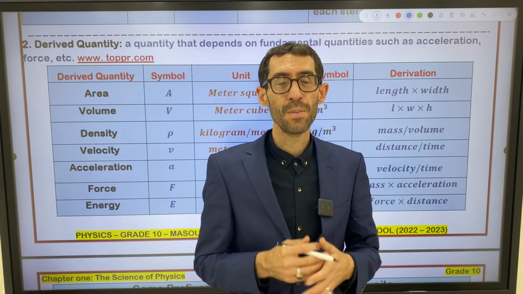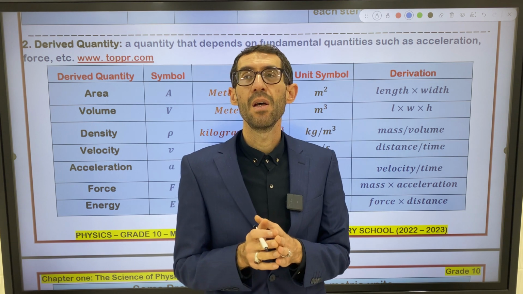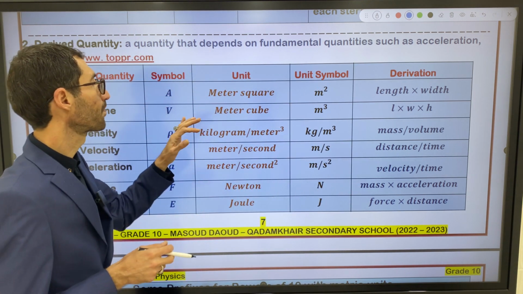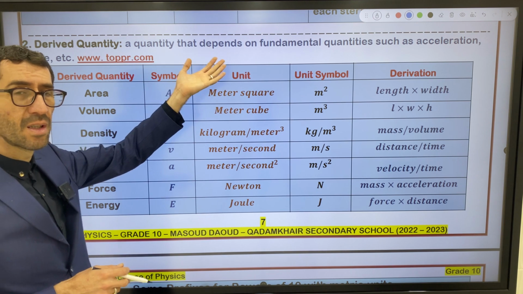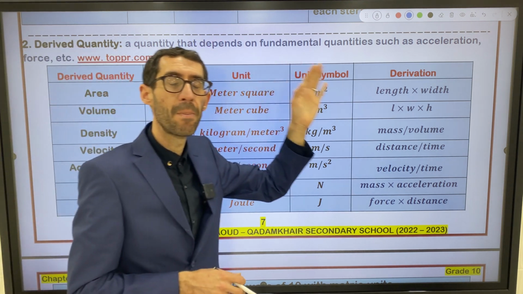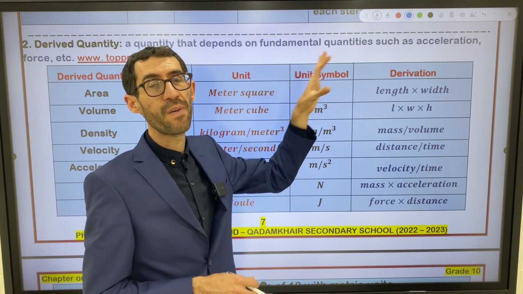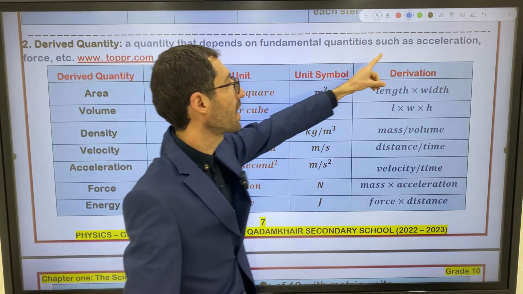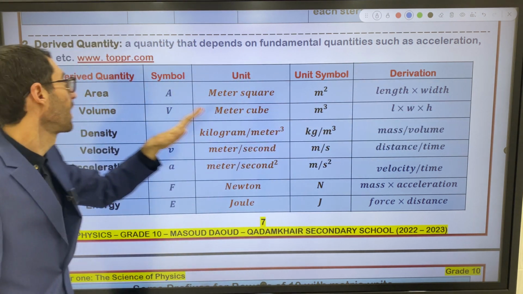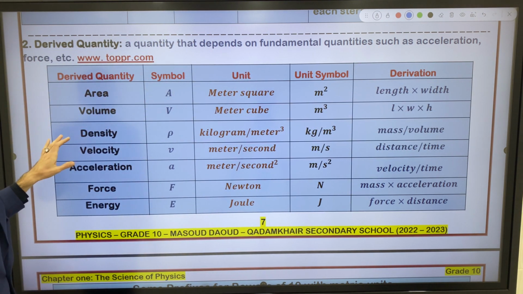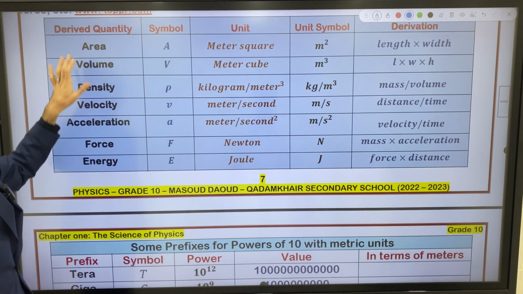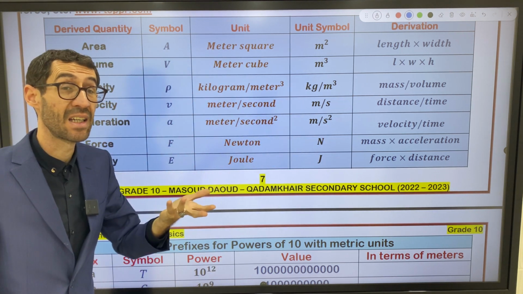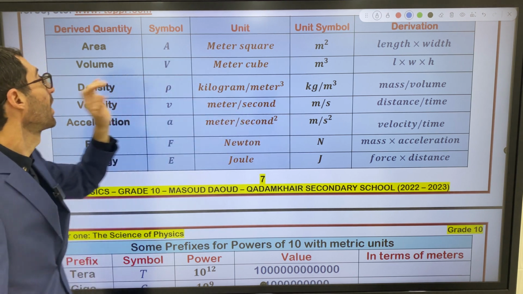Velocity is a derived quantity, right? But here in your textbook, we have 7 derived quantities. Let's read them one by one. Let me read the definition for you. A derived quantity is a quantity that depends on fundamental quantities, such as acceleration, force, velocity, and energy. They are derived quantities. Let's read the symbol and the unit of these quantities in SI. I told you they are valid in SI.